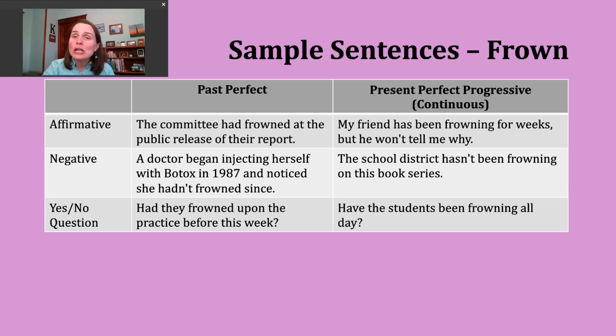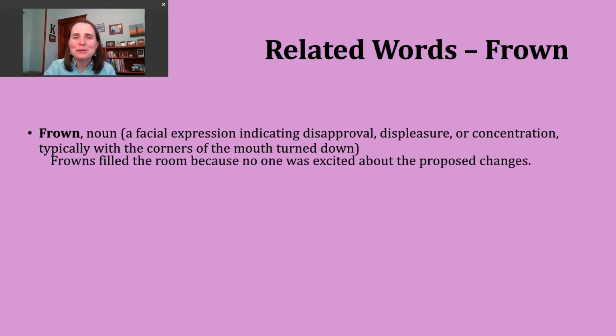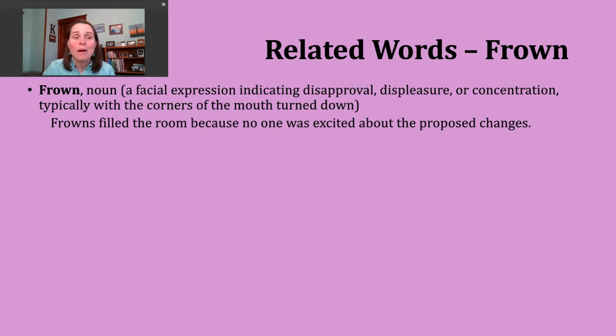Now let's spend a moment looking at some words that are related to our verb frown. And the first word we're going to discuss is just the noun form of this word. The noun frown has the exact same spelling and the exact same pronunciation as the verb. When I use the word as a noun, I'm referring to a facial expression that indicates disapproval, displeasure. For some people, it might also be a sign of concentration, a very focused look. And again, most notably are the corners of our mouths turned down.